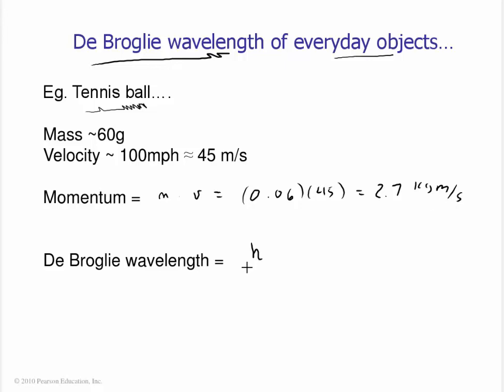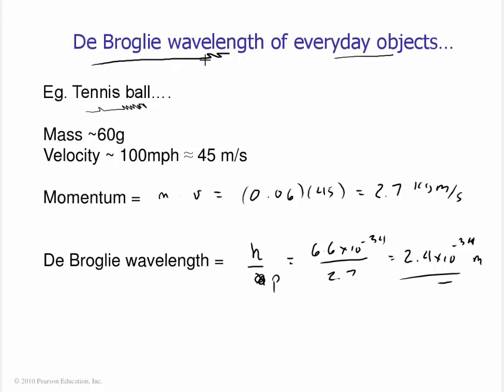The de Broglie wavelength would be Planck's constant divided by that momentum, and so we would have 6.6 times 10 to the negative 34th divided by 2.7, and if you type that into your calculator, you're going to get about 2.4 times 10 to the negative 34th meters. That's a small number. That's a very, very, very small number. We don't see the wave-like nature of everyday objects because their wavelength is just too darn small.